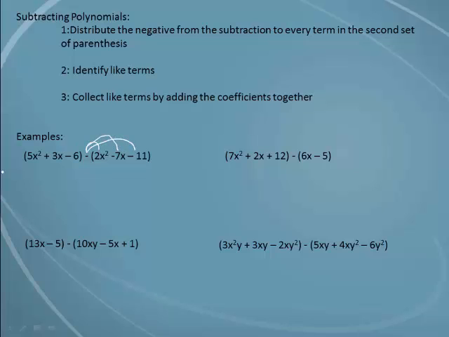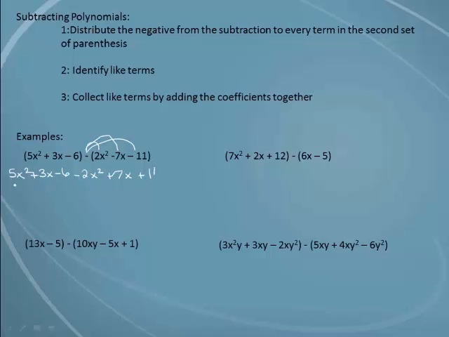So my first parentheses I can ignore. Then I distribute in the negative, so this positive 2x squared becomes a negative 2x squared. This negative 7x becomes a positive 7x. And this negative 11 becomes a positive 11.